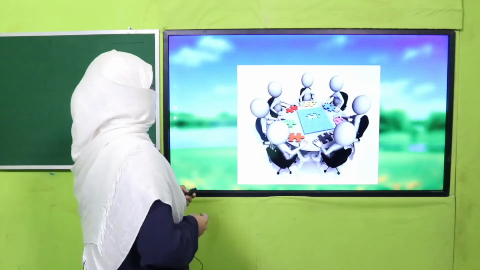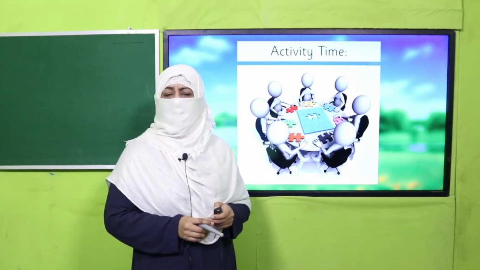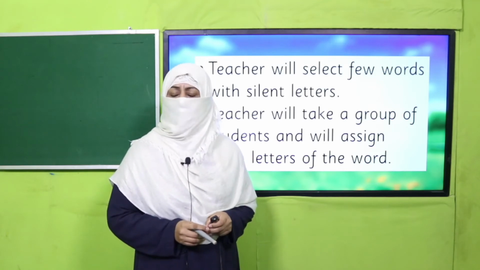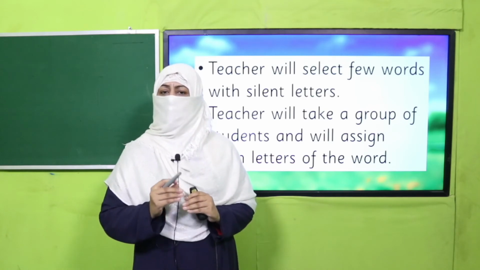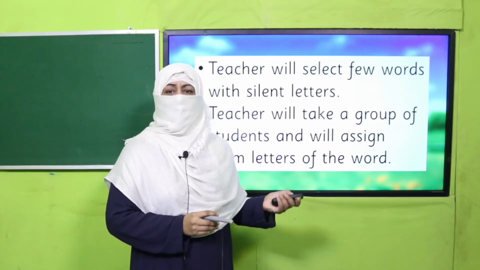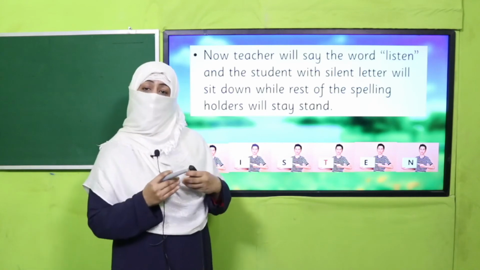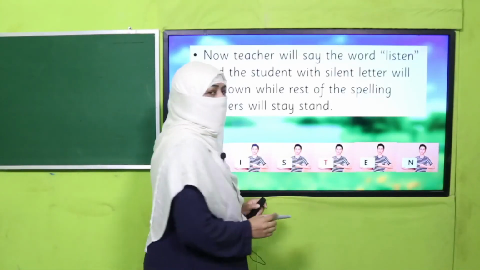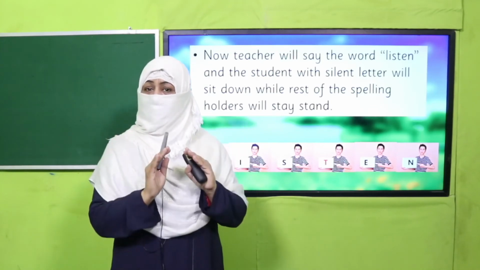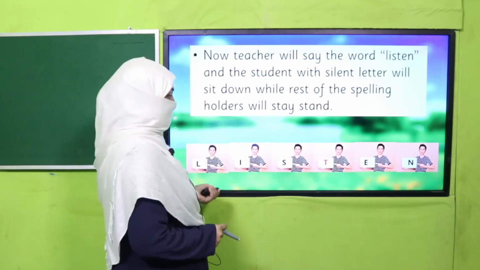So what's next? It's activity time. All right, yes, my dear children, are you ready for an activity? What we are going to do? Teachers, you will take words with silent letters and you will make group of students. Now you will assign one letter to one child and when you are done with it, you can give them flashcards, you can give them papers, or you can just tell them this letter is yours. So when this is assigned, the teacher will say the word and the child with silent letter will sit down. So all the students will understand this letter is there in the word, but we are not going to say it.